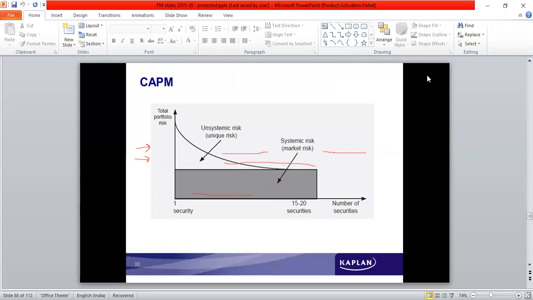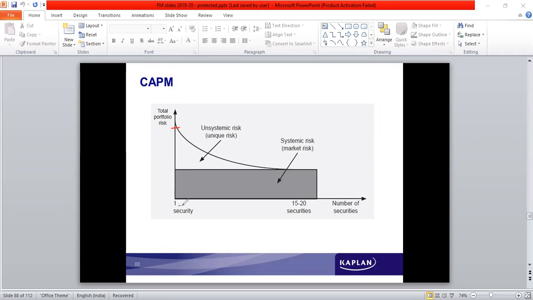So CAPM further goes on and explains with a graphical model. Here we see the number of securities. Instead of investing only in one type of security, they are spread across many securities. So if the investment is in one security, the total portfolio risk is high at this particular point. The investment into one security is at this level. The total portfolio risk is high if it is invested only in one security.